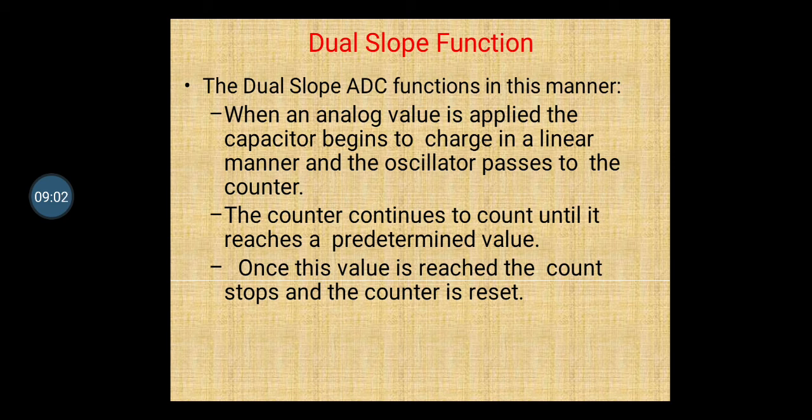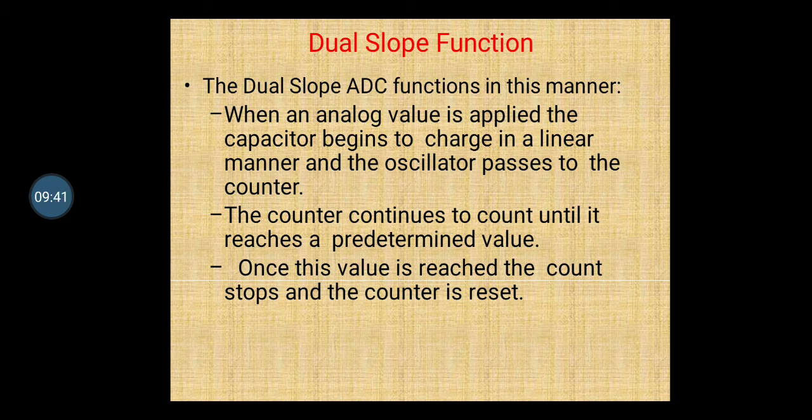It charges in a linear manner, and as the capacitor is charging, the oscillator or the clock is passed to the counter. As the clock is given to the counter, the counter will start giving the outputs, that is, counting the clock pulses. If the counter is an up counter, it will start with 0 0 0, then go to the next state 0 0 1 and so on. It will go on counting one by one, state by state, until it reaches a predetermined value.